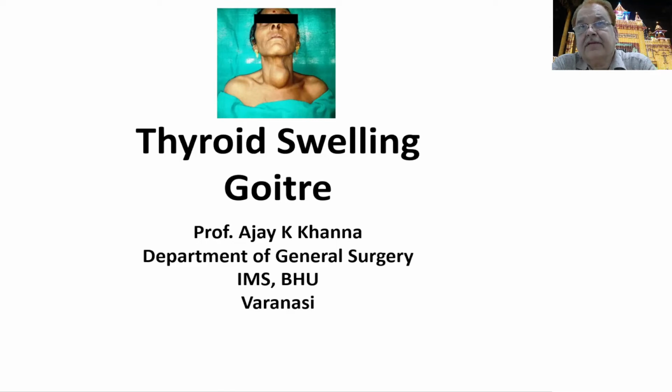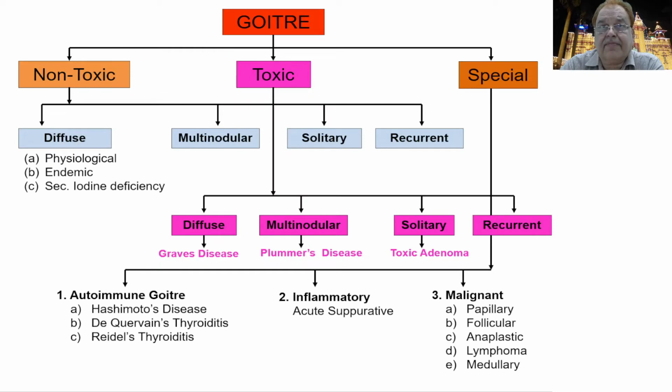Hello friends, in the series of the next swelling, the next topic is on the thyroid. As all of you know, the enlargement of the thyroid is called a goiter, and there are many causes for the goiter. It can be a non-toxic goiter, it can be a toxic goiter, and there are other types of conditions which can lead to the enlargement of the thyroid.